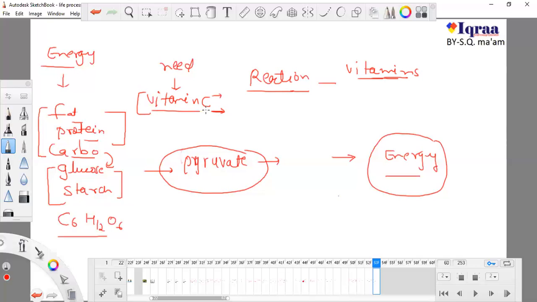How it helps is not our concern. Someday I will tell you, if I have much time, because it is a very interesting topic, how vitamin C helps us to improve our immunity.